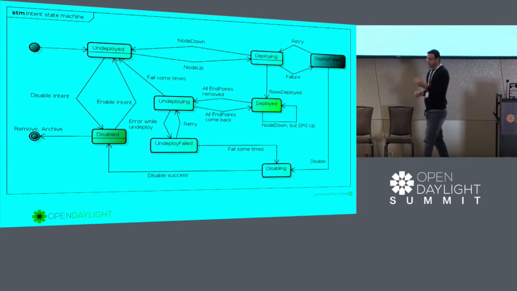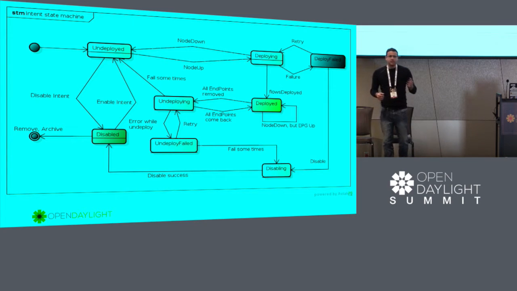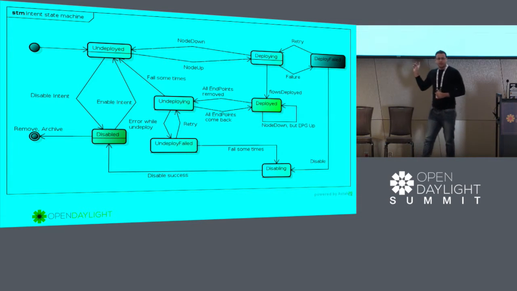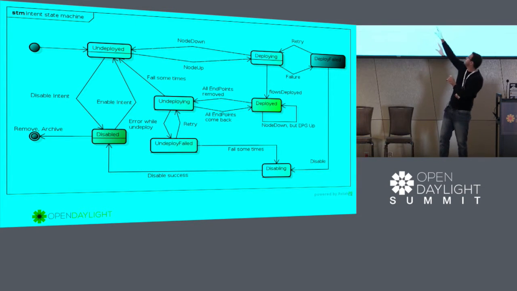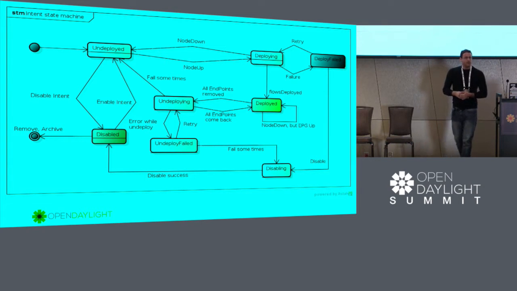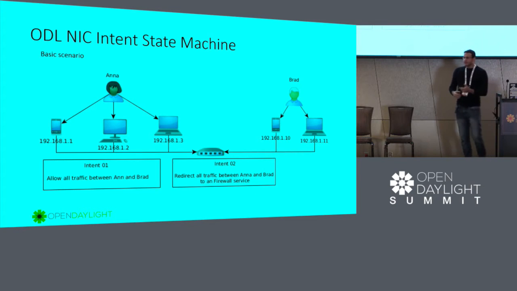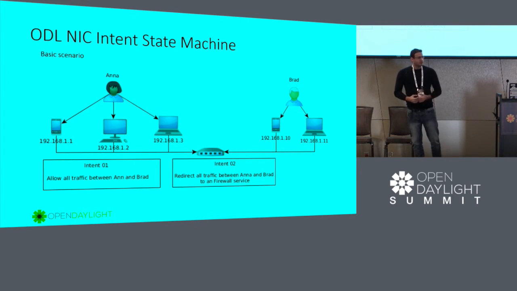When we receive an event such as a switch down or node down, it means that it doesn't make sense to have this intent deployed anymore, because we don't have the endpoints or the switch there. It means that we should start the process to undeploy this intent and remove all those rules from all the switches. Okay, and once we have all those rules removed from the switch, this intent will go back to the undeployed state. And when all those nodes and switches come back again, all this process to deploy this intent will restart. This is a basic scenario to give you an understanding of how the intent state machine works.